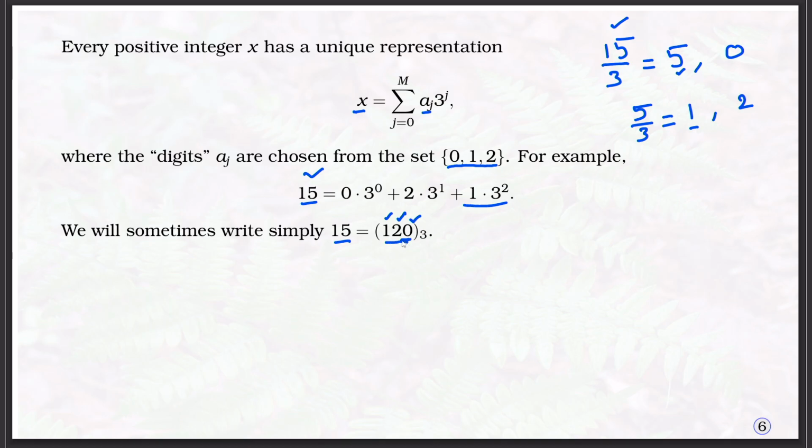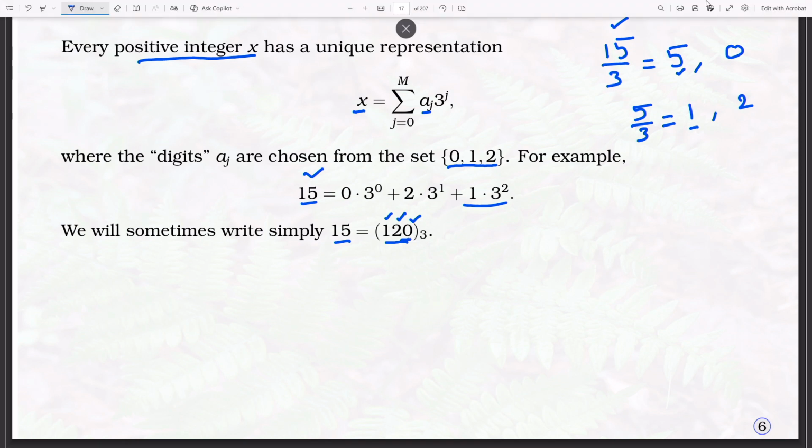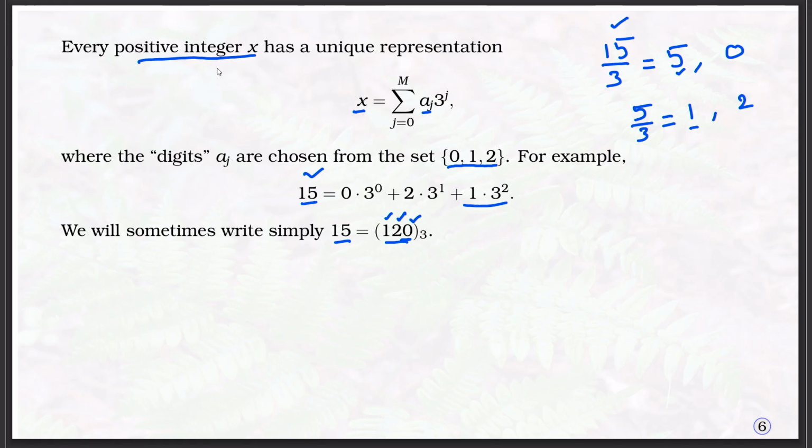These 3 digits only appearing, no other digits are appearing. Now, for any positive integer x, we obtained the base 3 expansion. Similarly, if the number is not an integer, that means if you are taking any rational or irrational number, how to give the base 3 expansion of the number.